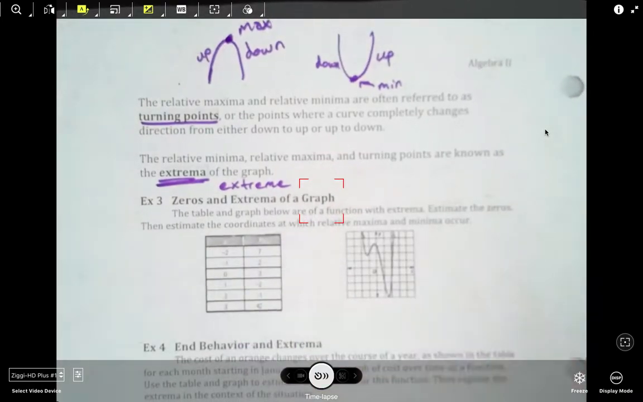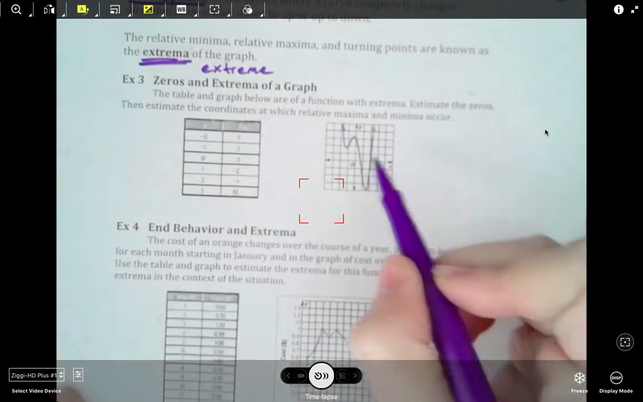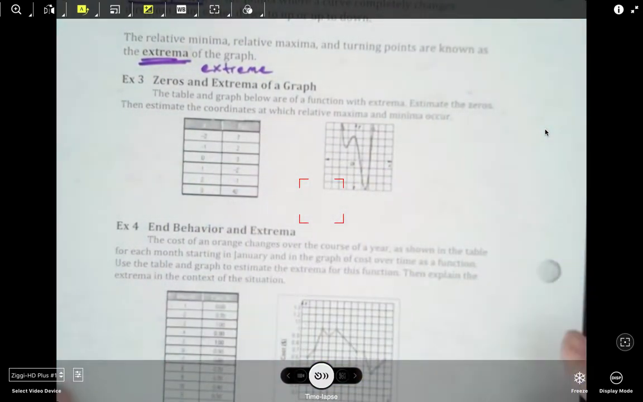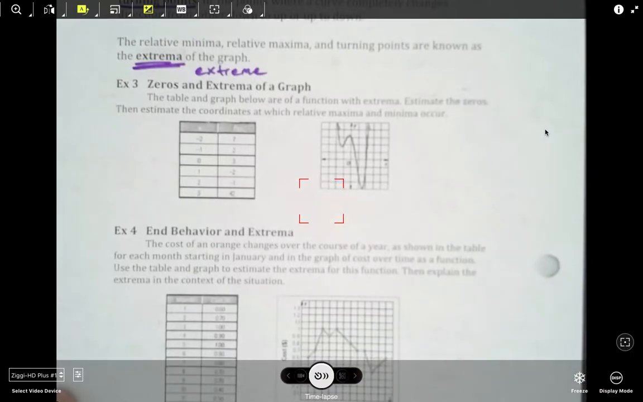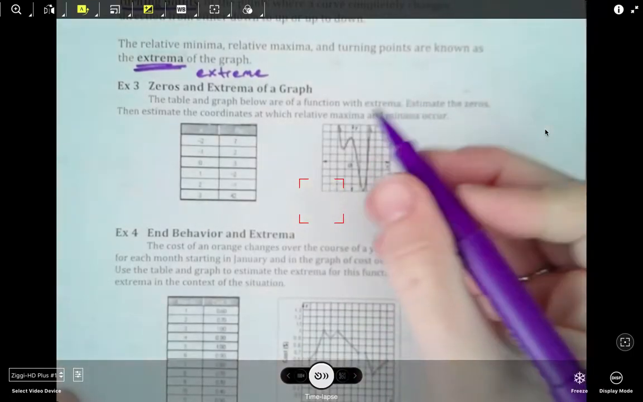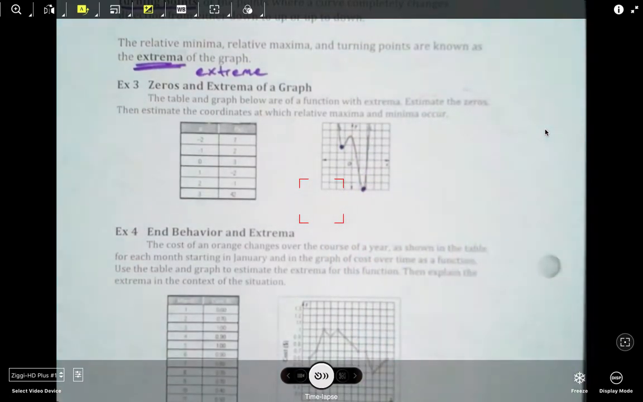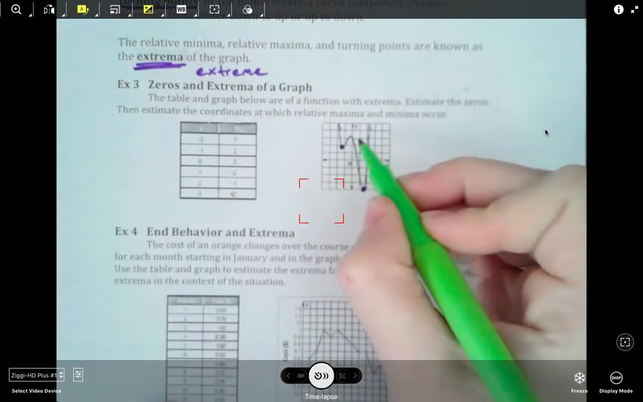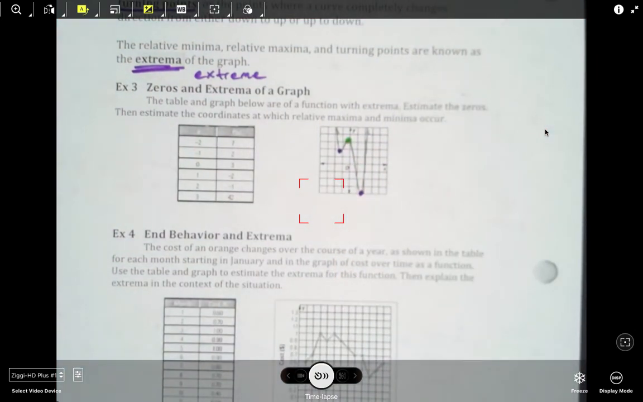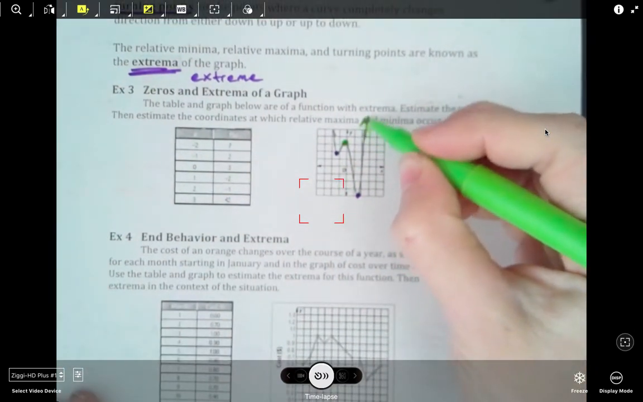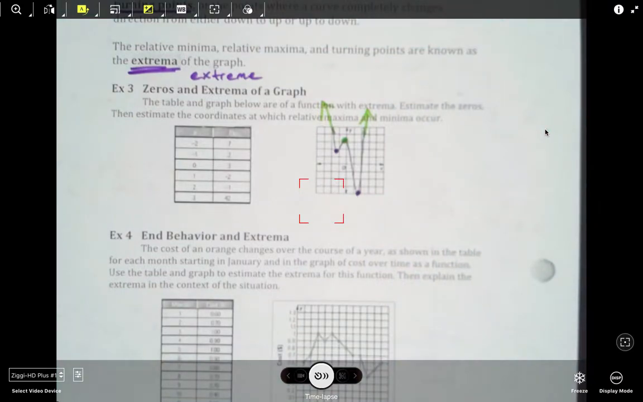All right, now example 3. You have the graph of this function over here, and you have the table that corresponds to it over here. So let's look for some low points. I see a low point there and a low point there, and I'm going to do in a different color a high point here, and that's all I see. We don't consider these left and right sides because those are going on forever, and I don't know if they turn around and go any other direction.